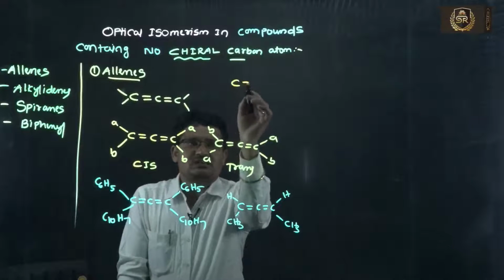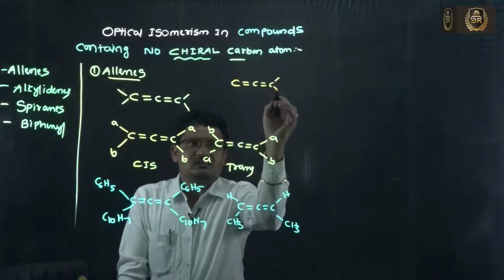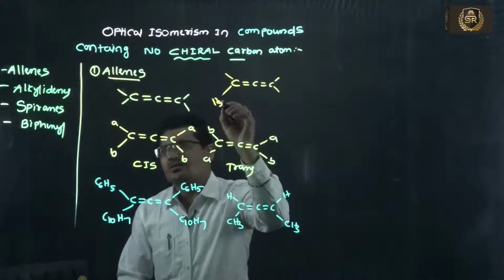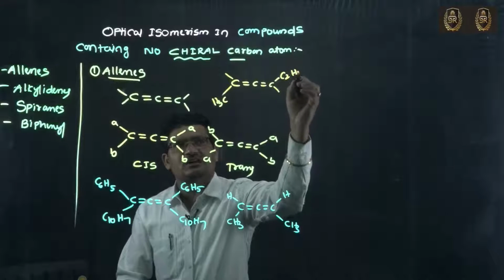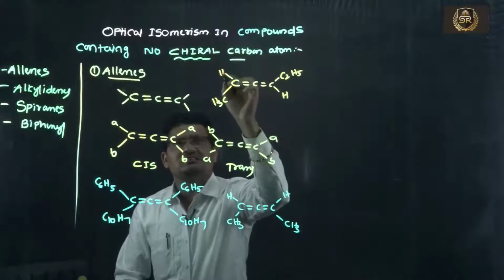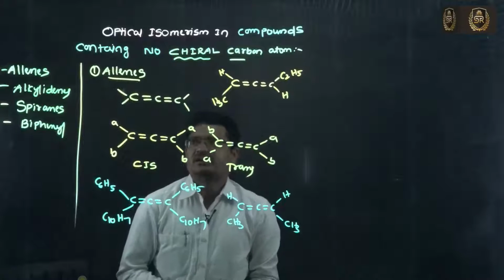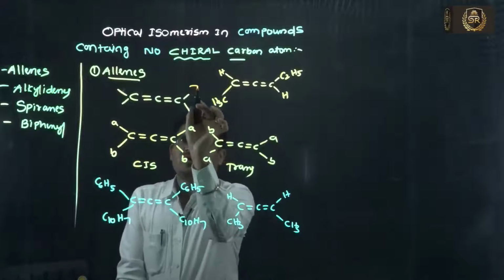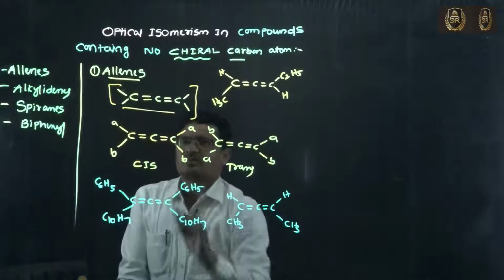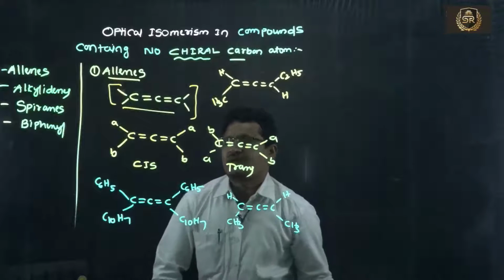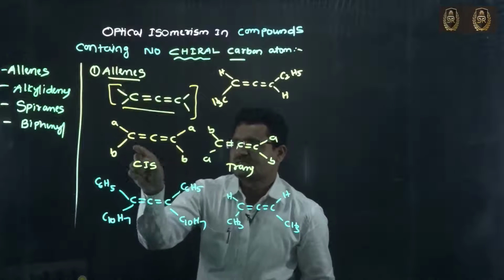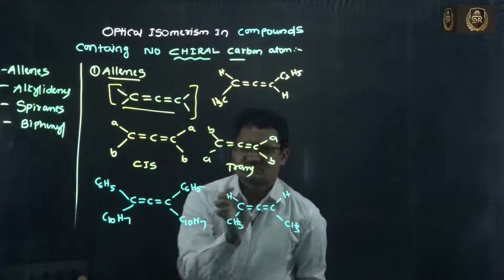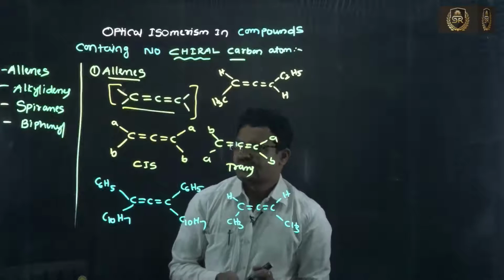Next, C double bond C double bond C. One terminal carbon carries CH3, the other carries CH3 and C2H5, with H and H. These are allene examples. Allene contains terminal carbons, the two terminal carbons. This one is cis, this one is also cis, this one is trans, and this is cis.